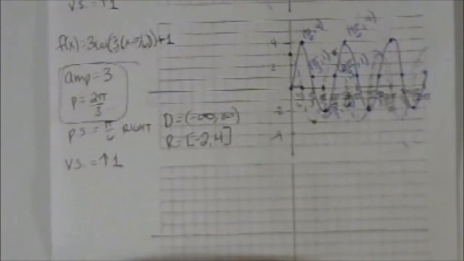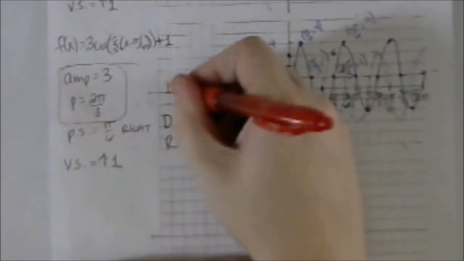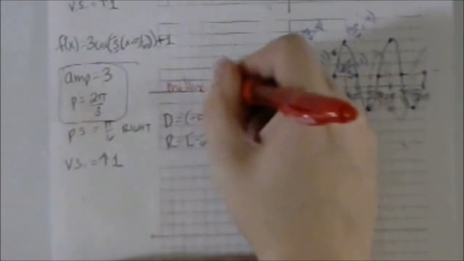Where's the midline of this function? The midline is halfway between each minimum and maximum, or where most of my critical values have landed. So the midline of this function is y equals 1.